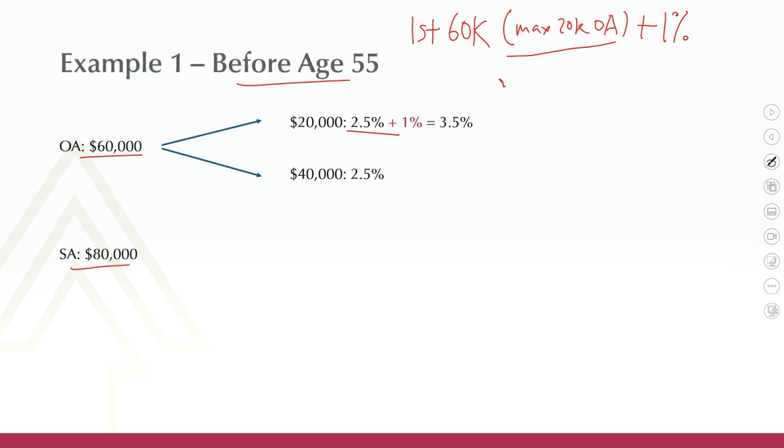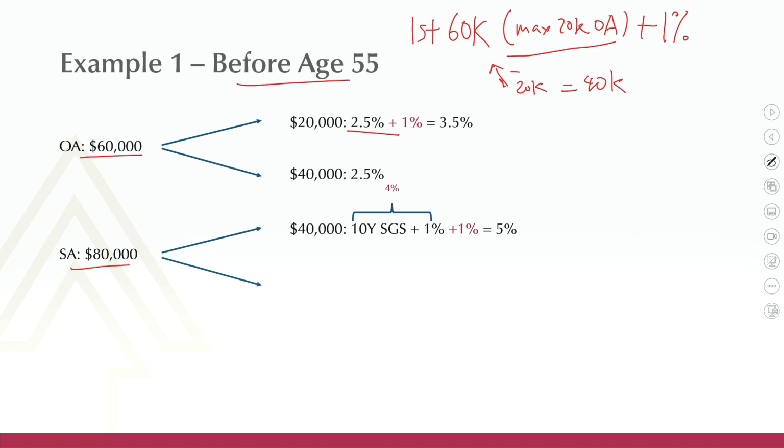The first 60K, with a max of 20K from OA, can get extra interest. This person has only utilized 20K from his OA. So if you take 60K minus 20K, he still has 40K that is entitled to get extra interest. So this balance of 80K, we can split into 40K. The first 40K will give you the 10-year SGS plus 1% yield, or 4% interest rate, plus 1%, which gives you 5% interest rate. The remaining 40K will continue to give you the 10-year SGS yield plus 1%, or 4% interest rate.